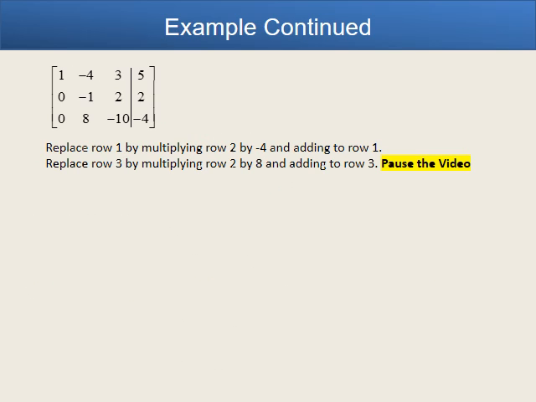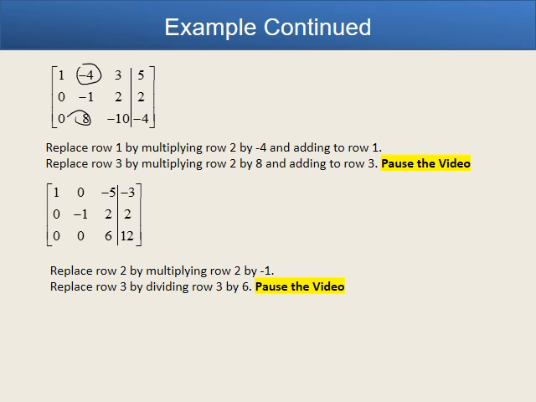Our example continued. We'll now seek to eliminate the y variable from the first and third equation. We'll replace row 1 by multiplying row 2 by a -4 and then adding to row 1. We'll replace row 3 by multiplying row 2 by 8 and adding to row 3. Pause the video. Here is the resulting augmented matrix.